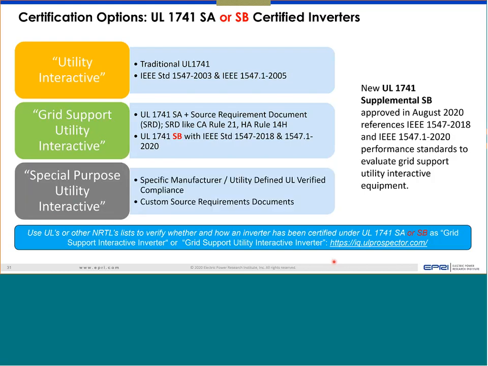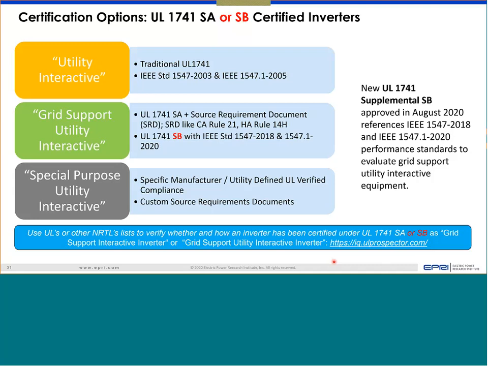There is another category which is totally unknown. For example, you want nighttime reactive power support and a vendor says, yes, I can provide that. Now, if you ask for a certification, right now there is no standard for that, most probably. So that will be custom. Either the utility or the vendor will provide a requirement document, like a source requirement document, and then UL will certify the product against that requirement. It can come from the manufacturer or from the utility, whatever the agreement is, and then they'll have a special purpose utility interactive sticker or nomenclature saying this is special purpose, and maybe it will specify which function it is.